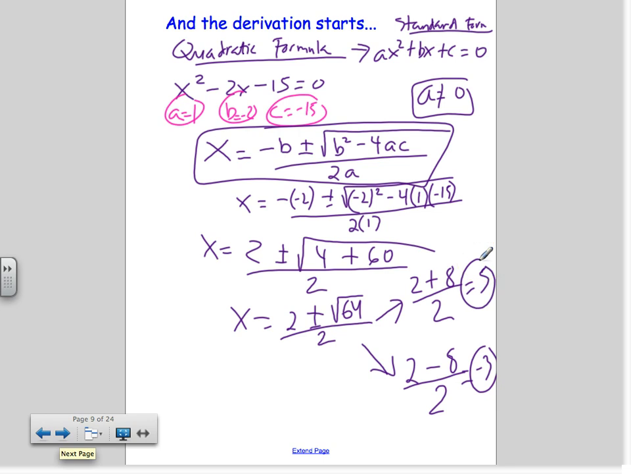So the two approaches that we tried before, completing the square and using the zero product property after factoring, and now the quadratic formula, proved to be exactly the same. And this is what the quadratic formula is all about.